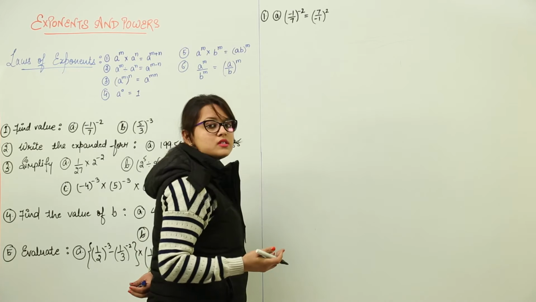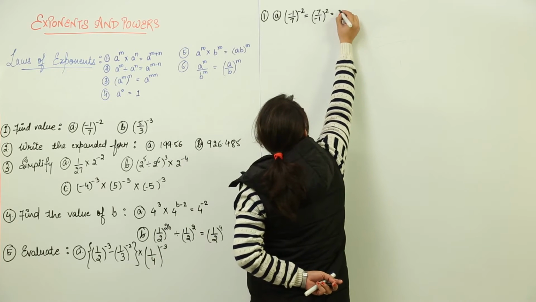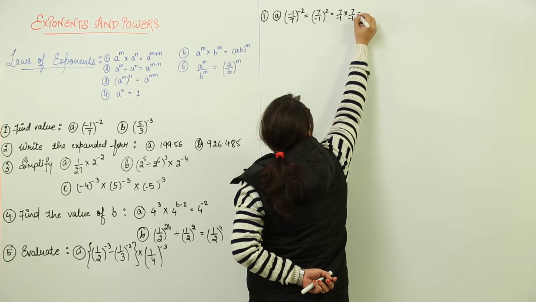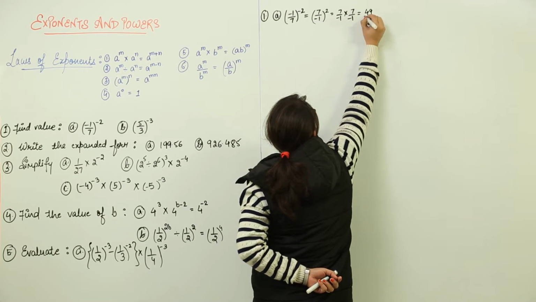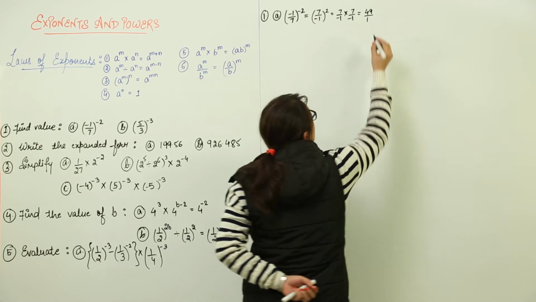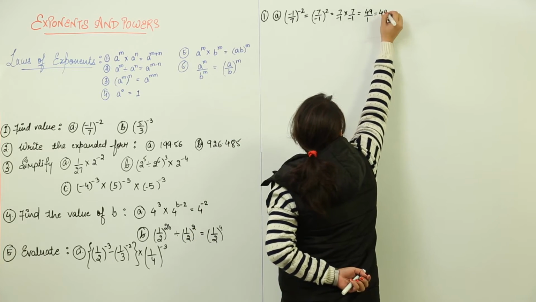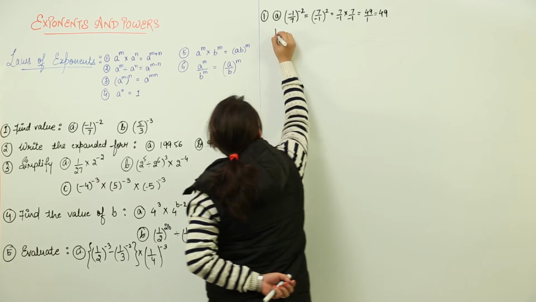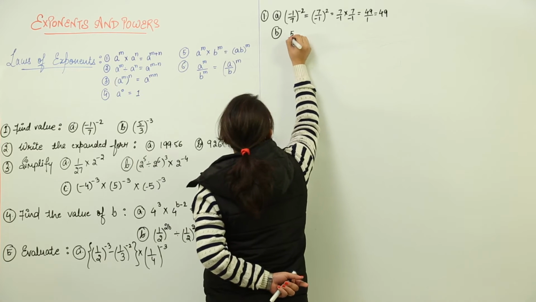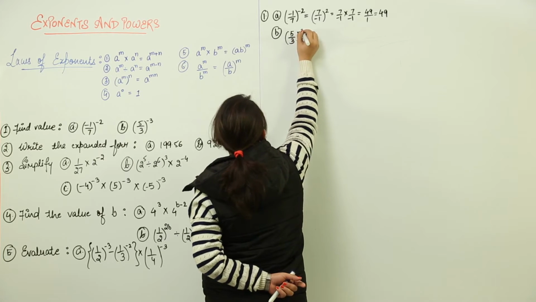Now, how to solve this? We will get 7 upon minus 1 into 7 upon minus 1. This becomes equal to 49 upon plus 1 because minus has become plus. So what do we get in the answer? 49. Similarly, if we do the B part, that is 5 over 3 raised to power minus 3.